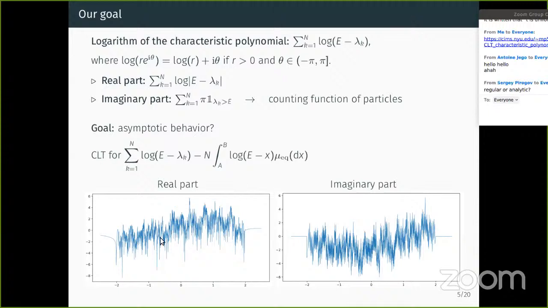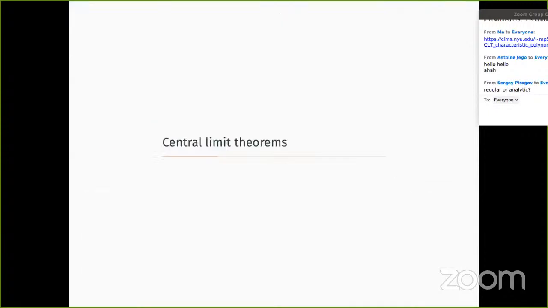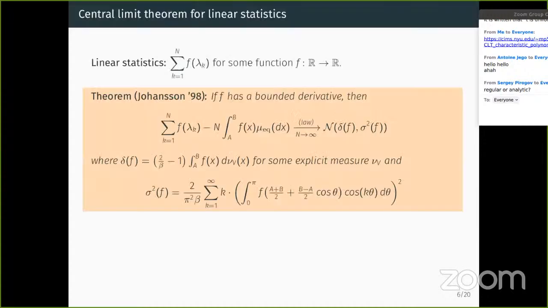What we are going to prove is that this random function here is a log correlated field. Before stating our central limit theorem, let's state the result by Johansson for linear statistics. Let's say that now we consider any sum over the particles of some function of the particle.